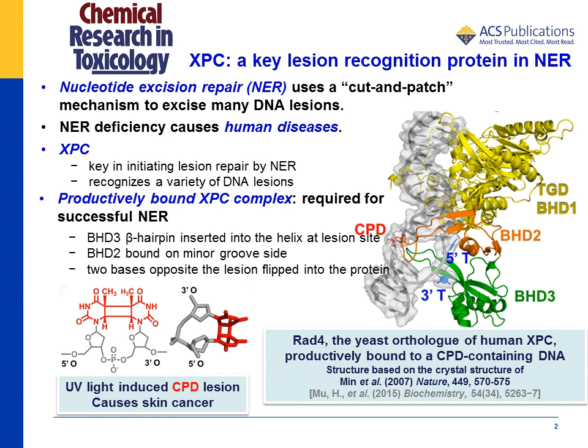They bind non-specifically to the DNA sequence away from the lesion site. BHD2 is shown in orange, and BHD3 is shown in green. Most interestingly, BHD3 has a beta hairpin inserted into the helix at the lesion site, separating the CPD lesion from its partner strand. And BHD2 binds on the minor groove side of the lesion site without intrusion. The CPD lesion, which is shown in red, is extruded into the major groove, and 2 bases opposite the lesion are flipped into the protein binding pocket.